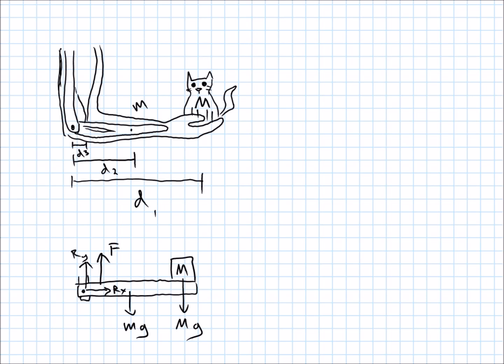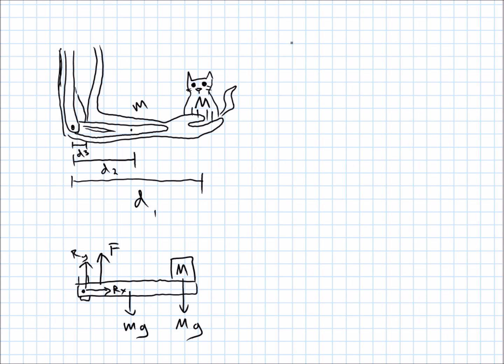Alright, so the free body diagram is all set. It's got all the forces in it. And I am looking for F, right? I'm looking for the force the bicep has to exert on the lower arm in order to hold this mass up. So, we might start with the sum of the forces, as we usually do.